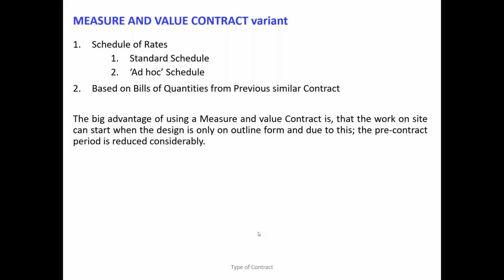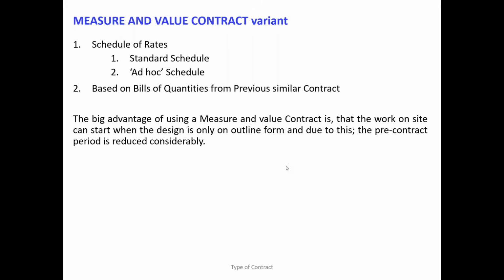Now the third one is the ready-made. What is the third one, ready-made? You just take the previous BOQ. For example, if you want to do a school project, just take the previous school BOQ, remove the unnecessary items, and just give it to the contractor to price. So which is very fast, simple, and time saving.